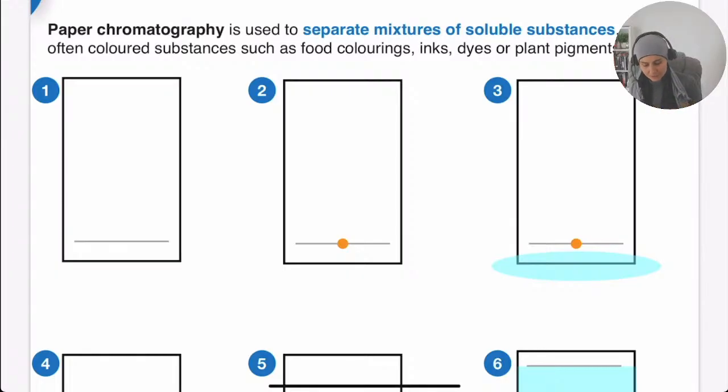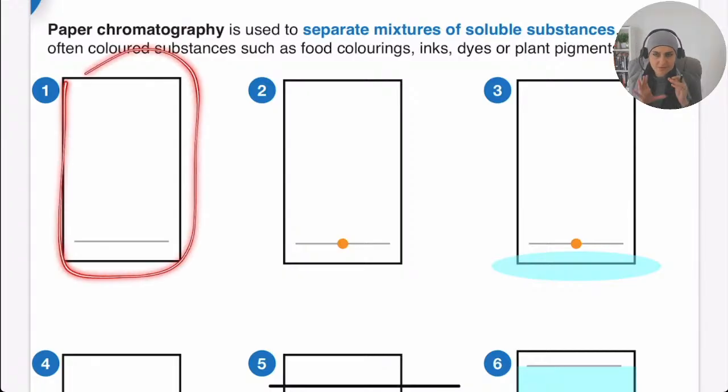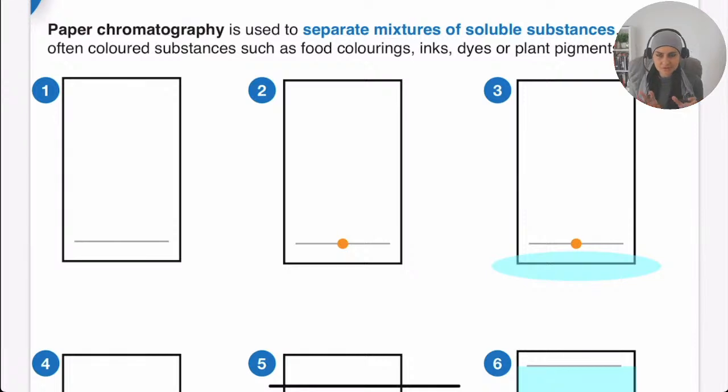How does it work? So these are the steps, like 1, 2, 3, 4. So first you take a chromatography paper. It looks like a filter paper, to be honest, especially in a school lab. Then you draw on the paper a pencil line. This would be your baseline. And on this baseline, you place your sample. The sample is a mixture of dyes, for example, a mixture of food colorings.